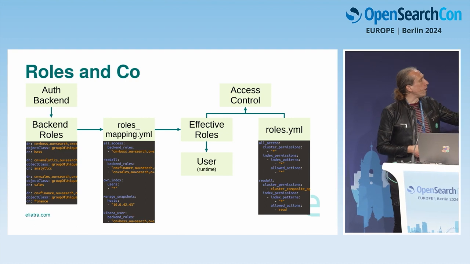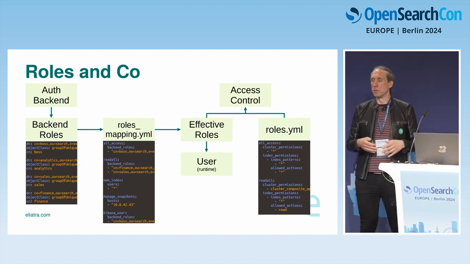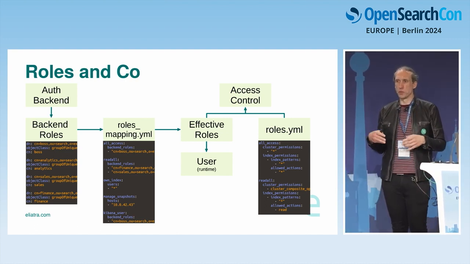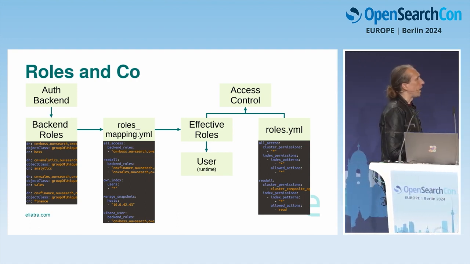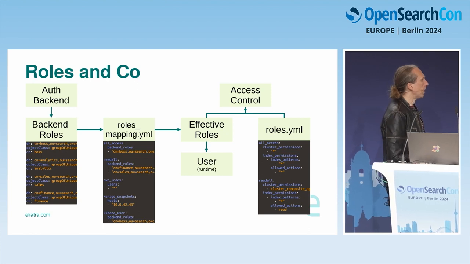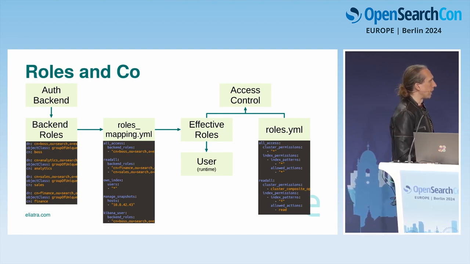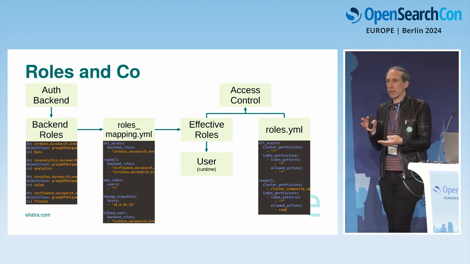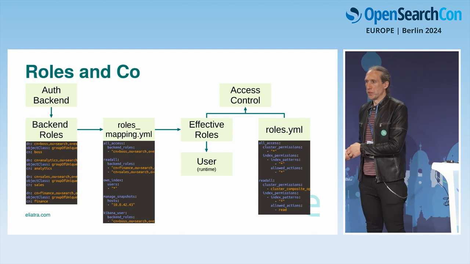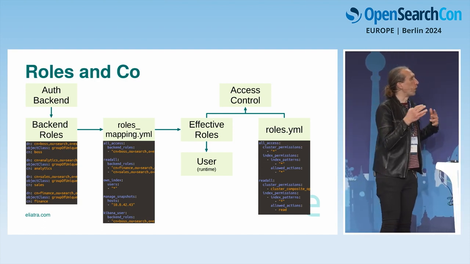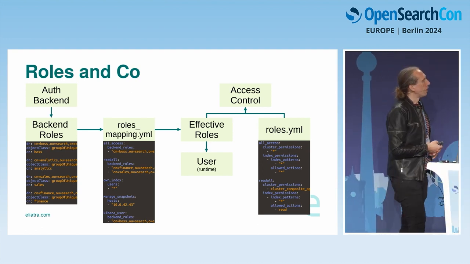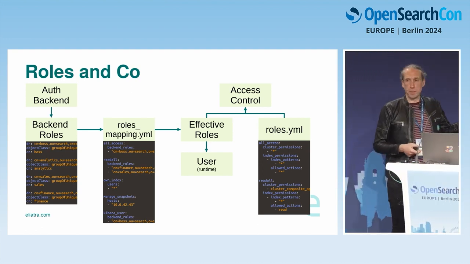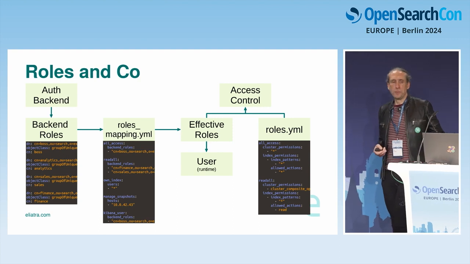And on the right, we have another role concept, which is in OpenSearch terms often just referred to as roles. In roles.yml, we have role names associated with individual permissions. However, these are not directly connected, these backend roles and this roles.yml file. You have first to go through role mapping to map backend roles into effective roles. In the easiest way, it's just a mapping from strings to strings.